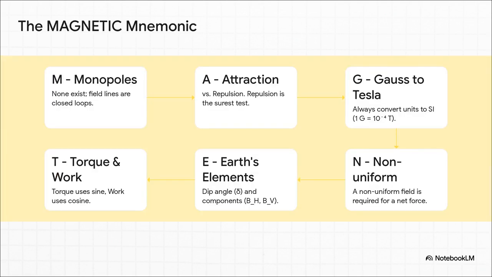And now, for your final, ultimate weapon. It's a single word that wraps up this entire chapter. Magnetic. This is your final mental checklist. M reminds you that magnetic monopoles don't exist. A is for the attraction versus repulsion test. G is your cue to convert Gauss to Tesla. N is for the non-uniform field you need for a net force. E stands for Earth's field elements. And T locks in the difference between torque, with an S for sine, and work, with a C for cosine.